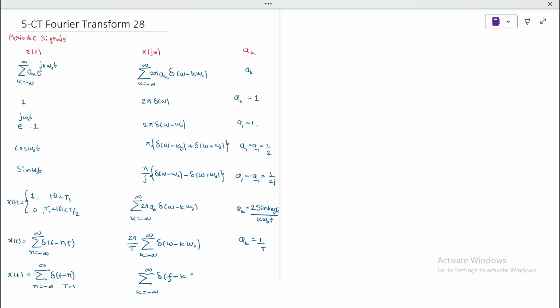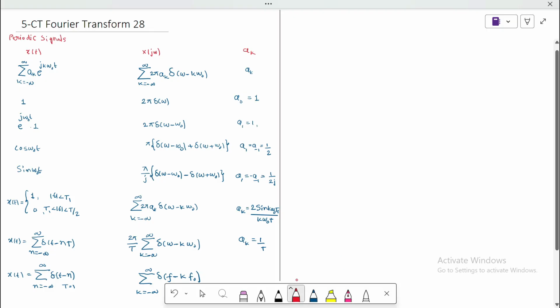That omega naught we can write like f naught. So the impulse train, its Fourier transform is similar to the same Fourier transform, but it is written in terms of frequency instead of time. So it's a very fundamental concept.